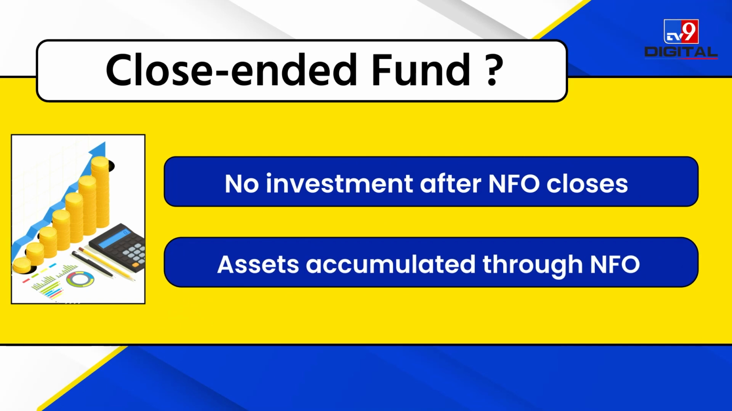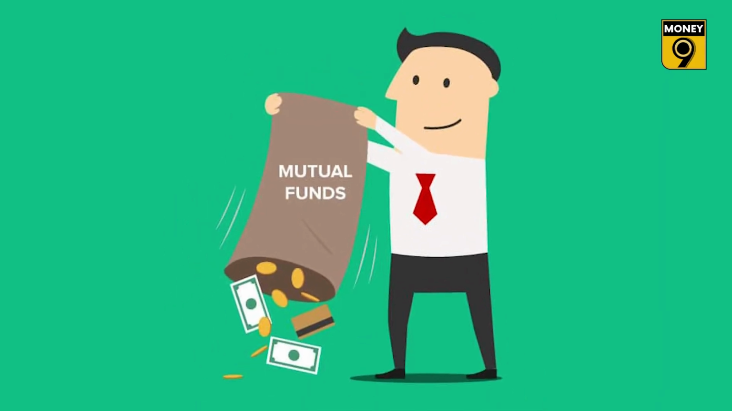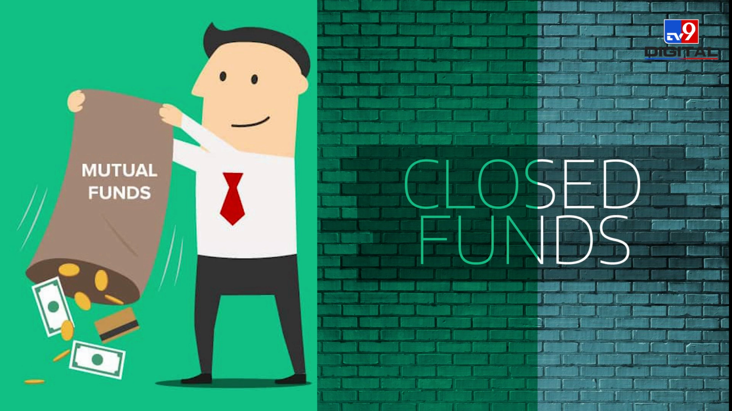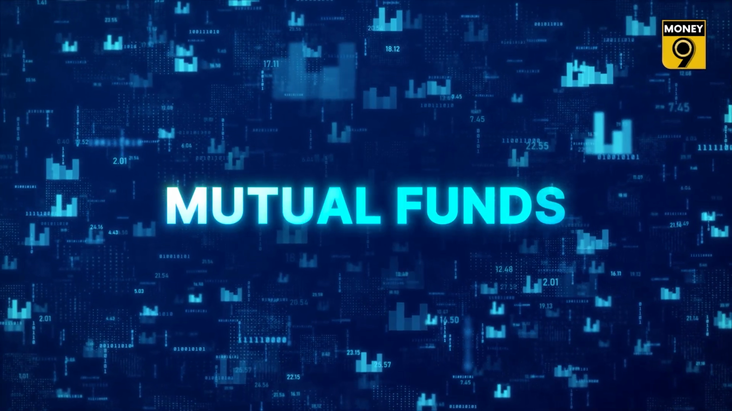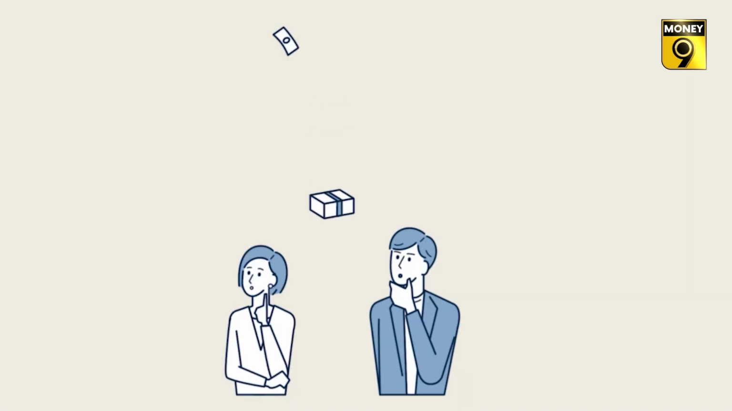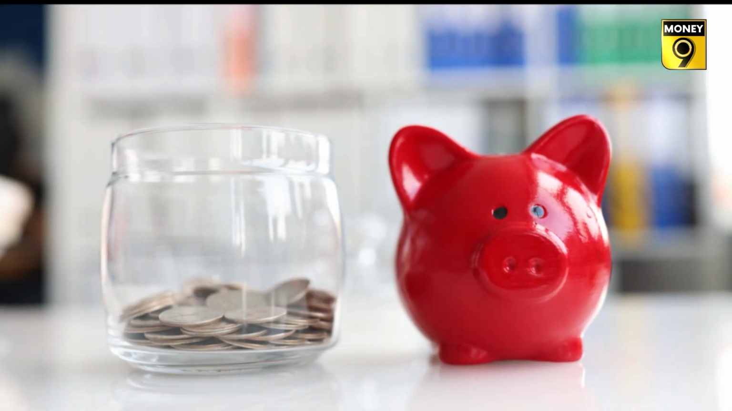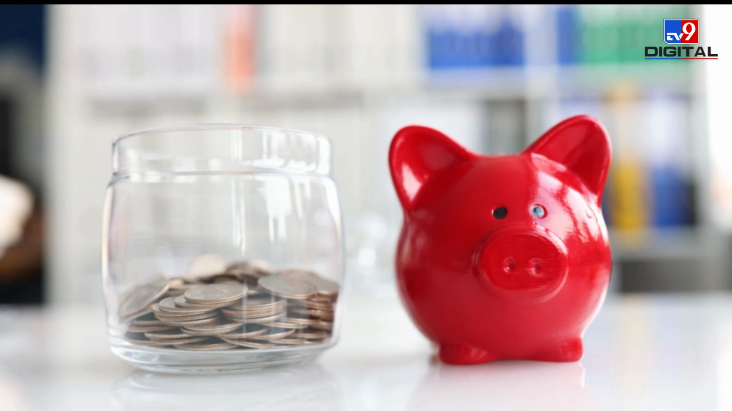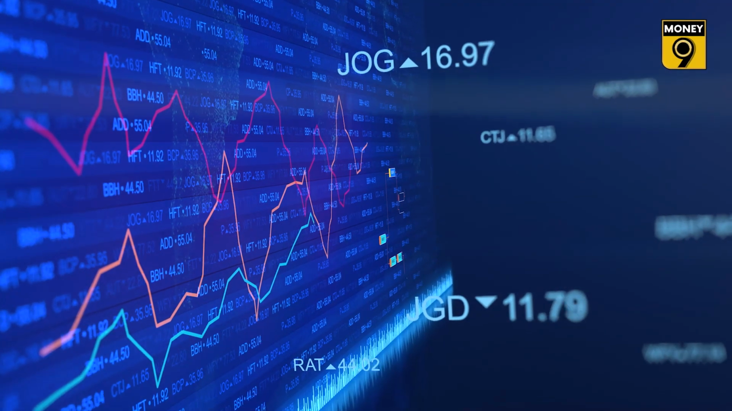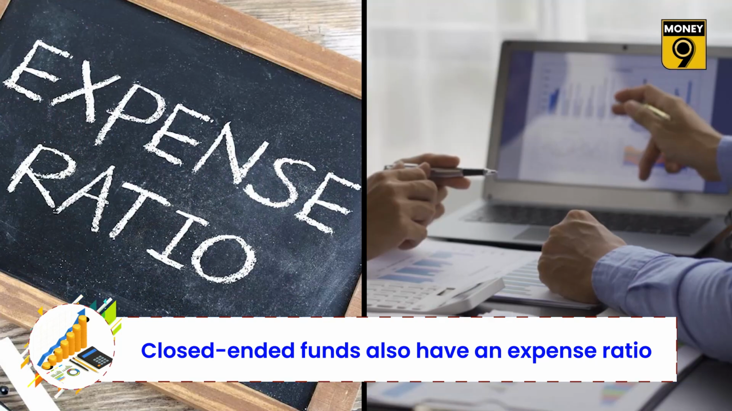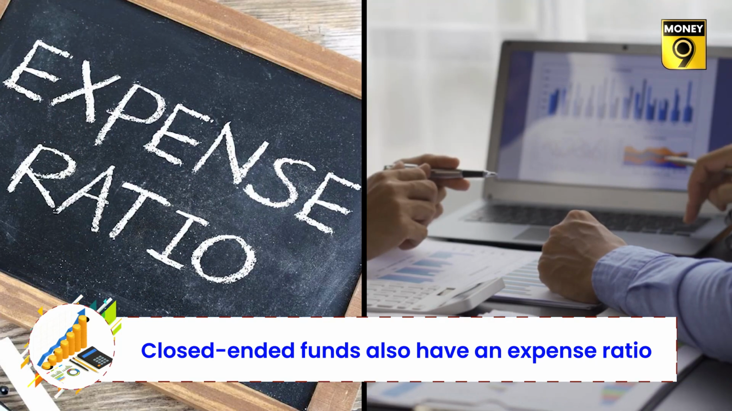Assets are accumulated in this mutual fund through an initial public offering, which is an IPO. In simple terms, a closed-ended fund closes after the initial launch period and continues to operate until maturity. This provides the fund manager with additional convenience in fulfilling the investment objectives of the fund. Like all mutual funds, closed-ended funds also have an expense ratio which can often go up to 2%.